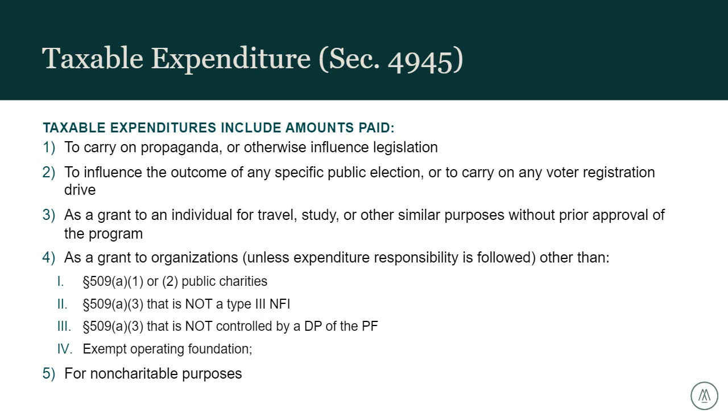Making a grant to an individual for travel or study is a taxable expenditure unless that grant is awarded on an objective and non-discriminatory basis. But again, you have to have advance approval from the IRS to do that. And you would also need to keep good records to be able to show that you made those decisions for specific people based on an objective and non-discriminatory basis.